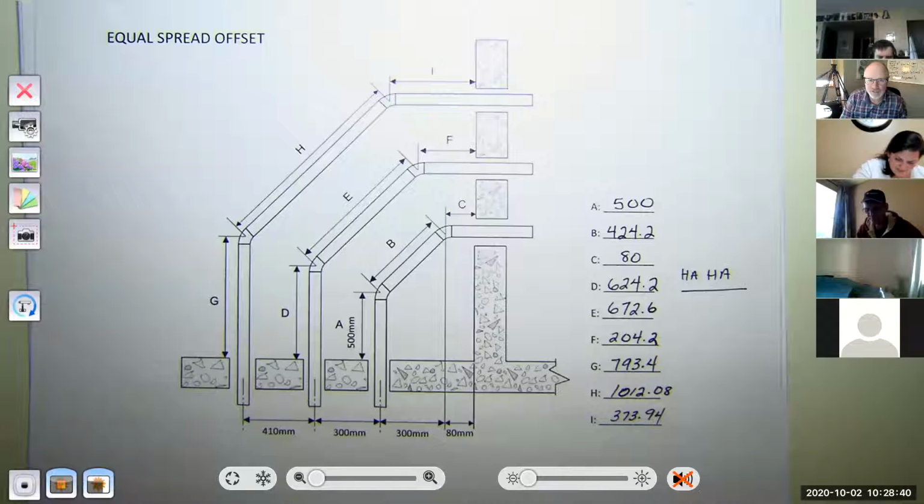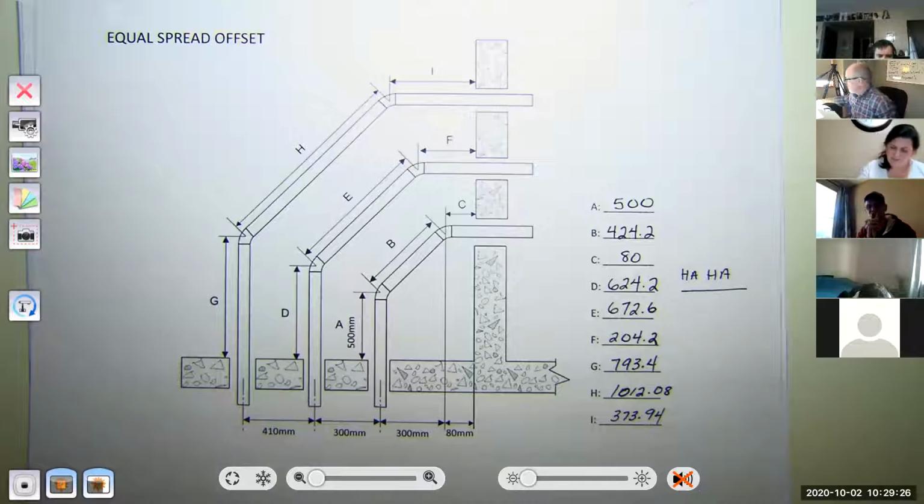All right. I think we're just waiting on one or two people. Good. Okay. Well, what we have next is an unequal spread offset. Okay. So can I move on? Is anybody still hanging on with that one, or can I start on a new one?